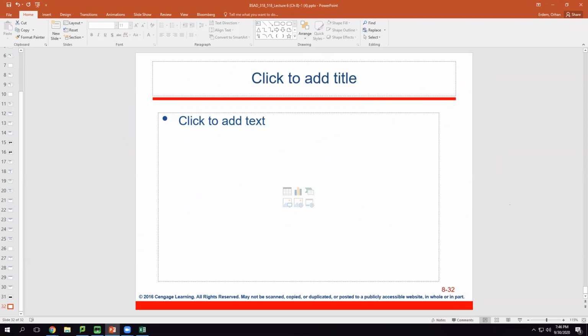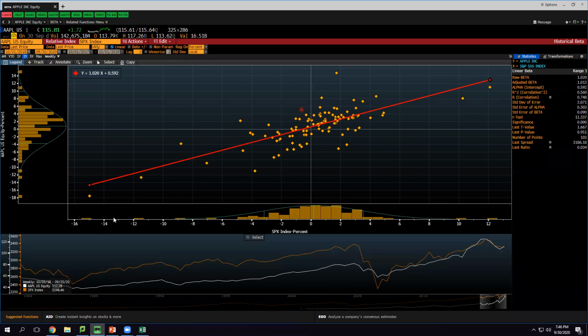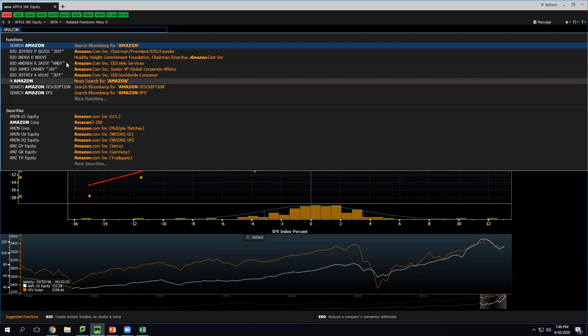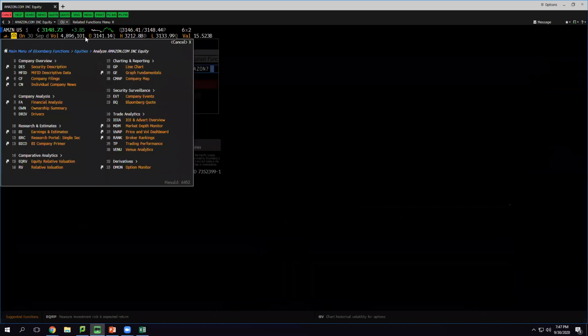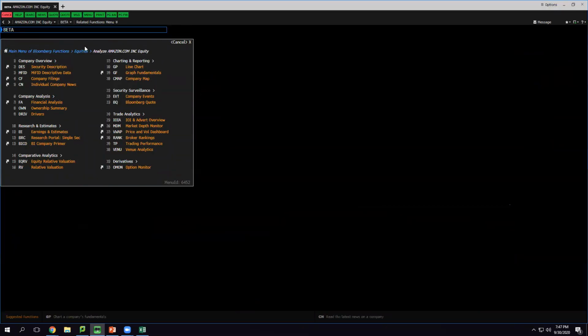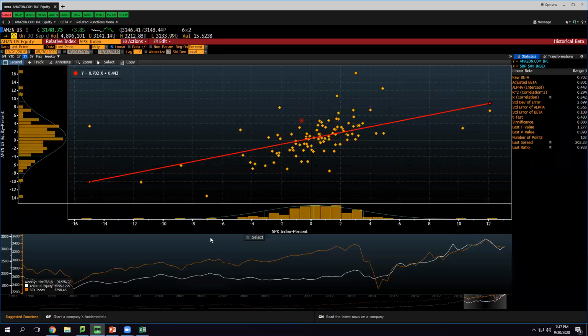So let's talk about a couple of simple examples to make sure that everything is okay. So this is Apple. Once again, Apple's beta. And then what else? Let's take a look at Amazon. This is Amazon. Can you identify the Amazon data?